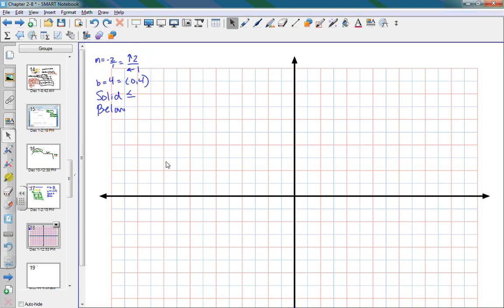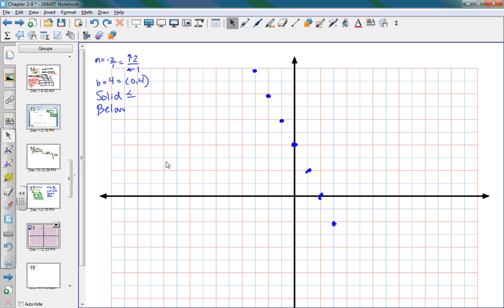So I'm going to take that information. What am I going to plot first? The y-intercept, (0, 4). And then from there, what am I going to do? Up 2 to the left 1. I went to the left. Now what if I want to go to the right? Down 2 to the right 1, down 2 to the right 1.